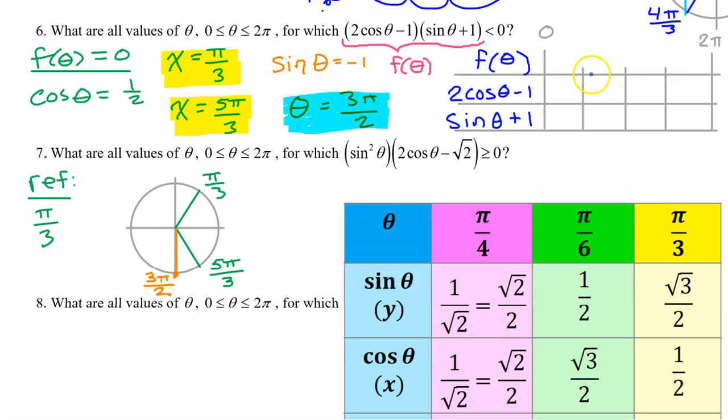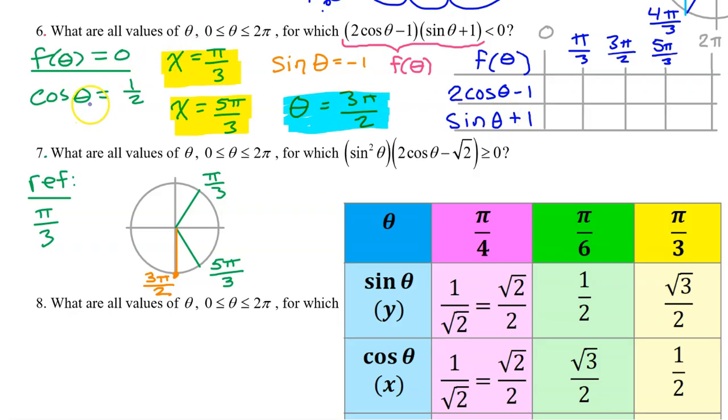Include that. In between the domain limitations, you will have these 3 critical values in order from least to greatest. So you begin with your pi over 3, and then rotating clockwise, we get to 3 pi over 2, and then finally 5 pi over 3. Pay attention to which of these critical values came from which factor.